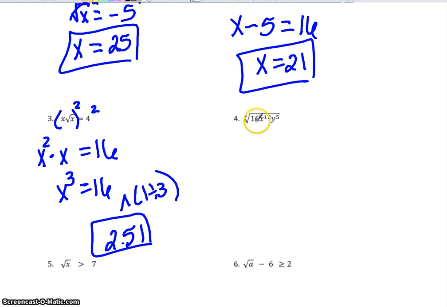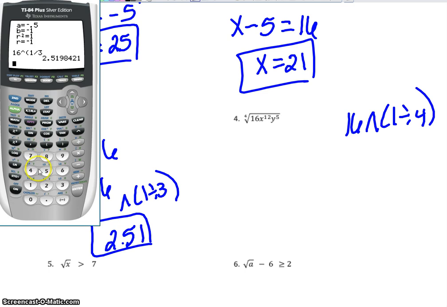Let's just look at number 4. It's not really an equation. It's just wanting you to understand. It's a chance for you to figure out what to do when it's the fourth root. 16 to the fourth root of it would be caret 1 divided by 4. If you do this in your calculator, 16 caret 1 divided by 4, and you're going to get 2.